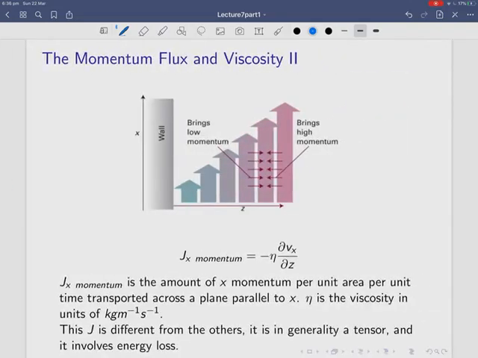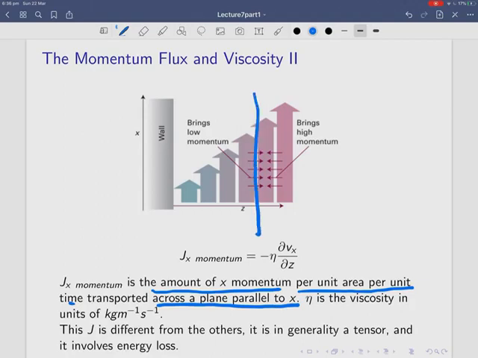So what we're going to do now is introduce a momentum flux. This is a bit weird, this thing. It's much weirder than the diffusion constant, the matter flux, for instance, or the thermal flux, because it's usually a tensor. If you look at the formula written down here, the momentum flux of x momentum is the amount of x momentum per unit area per unit time transported across a plane parallel to x. In other words, it's the amount of x momentum transported across that plane there.